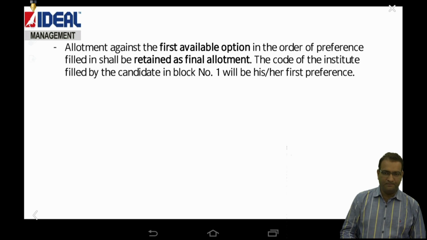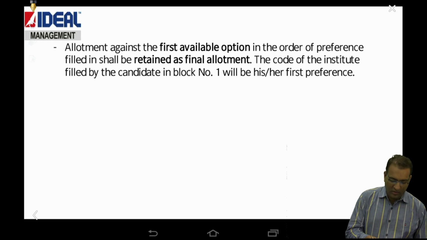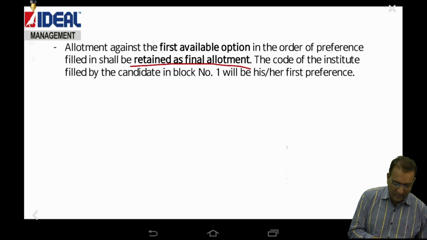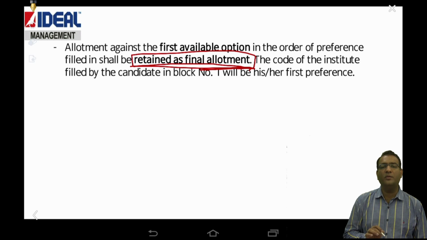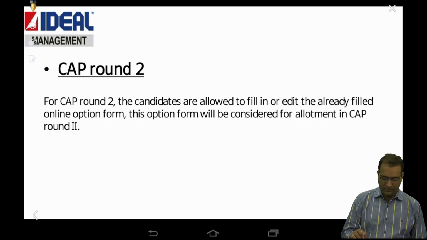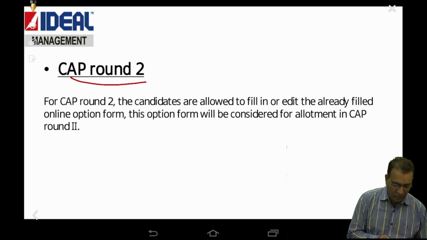Go to the next. Allotment for option in order of preference will be retained as final allotment. This will be your final allotment. Right? I hope this is clear now. We've discussed this. Next, now what happens in cap round 2?